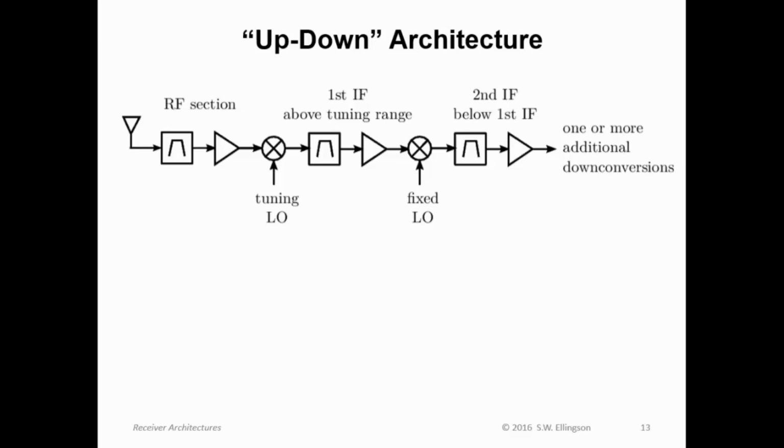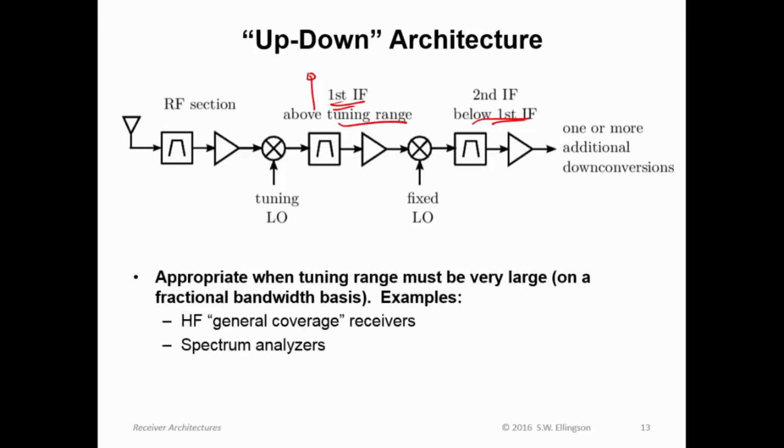Now, up-down architecture. In up-down architecture, the first IF is above the tuning range and the second IF is below the tuning range. This is appropriate when the tuning range must be very, very large, at least on a fractional bandwidth basis. So for example, HF general coverage receivers, a receiver which goes from 3 to 30 megahertz, require up-down architecture because there's no way to tune from 3 to 30 to some IF below 3 megahertz without a conflict in preselection or image rejection.